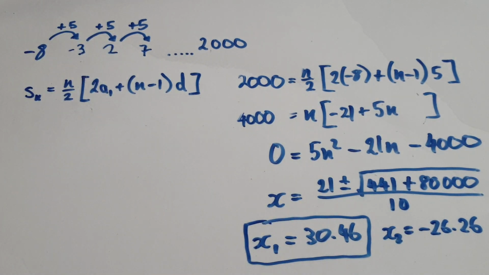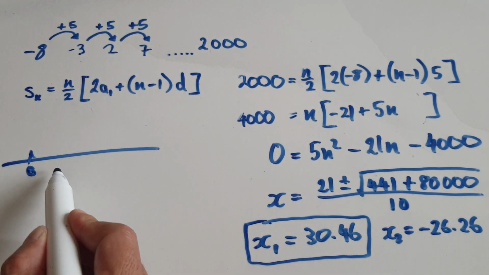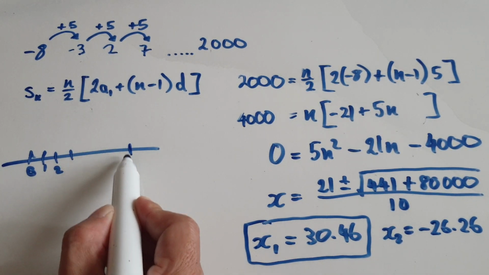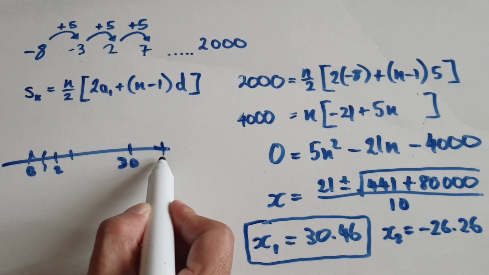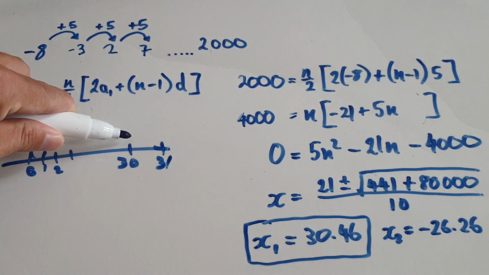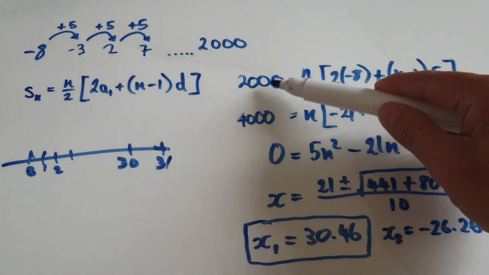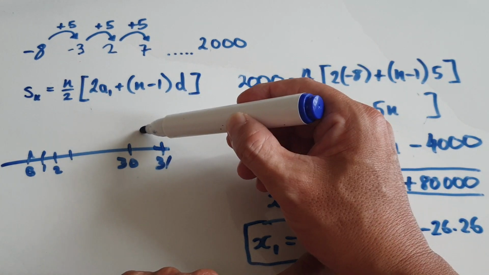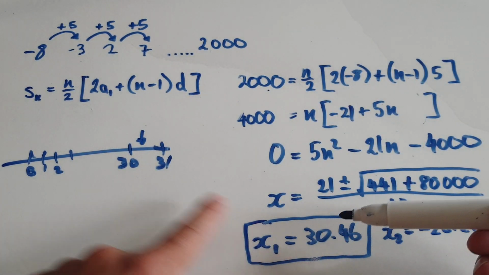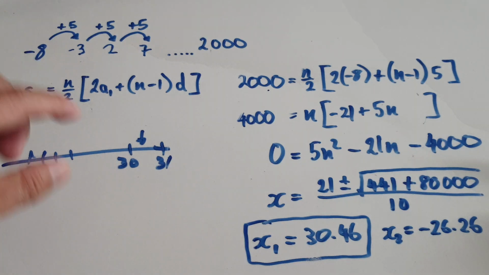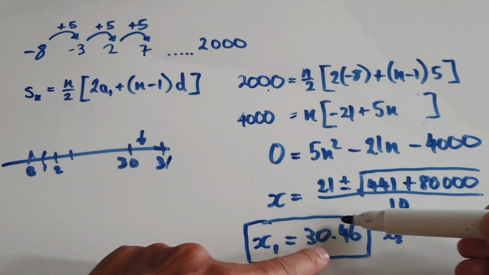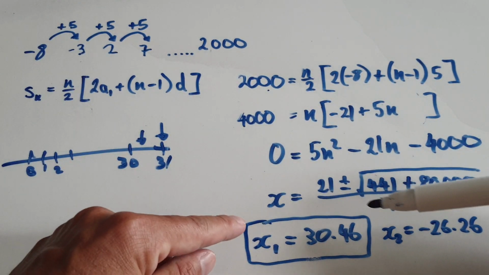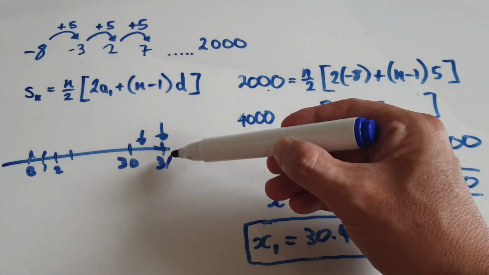Imagine the number line 0, 1, 2, 3, and so on, up to 30. And then here, this is 31. You see, at 30, it will be below 2000. At 30.46, whatever that means, this answer is meaningless because our term can only be whole numbers like 30, 31, 32. But we know that if you look at 31 terms, then you're going to exceed 2000. So this here is our final answer.